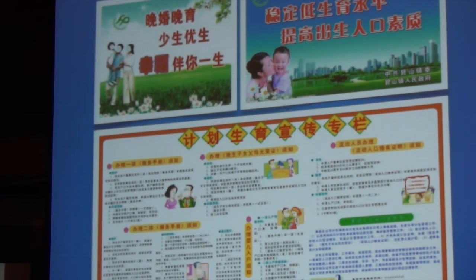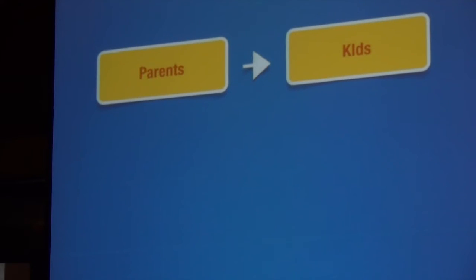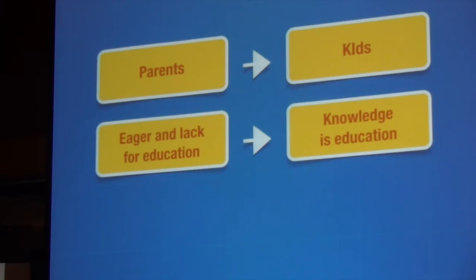So that's what happened, and it changed a lot of things for the parents and the kids. Because they were eager for education but lacked it, the parents thought that knowledge is education. If people know more about life and real education, they will know lots of things beyond knowledge, like creativity and teamwork. But if they stopped learning in middle school, they will think knowledge points are so important, and it will limit what they do in the rest of their life.